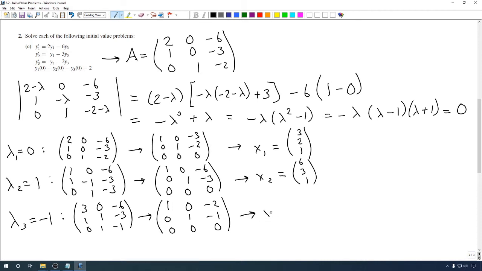We're going to leave the actual working of that out to you. But again, I'm going to pick 1 for my third component, just because that's the easiest thing to do. That leaves 1 for our second component and 2 for our first component. So these are our 3 eigenvalues with our 3 eigenvectors.